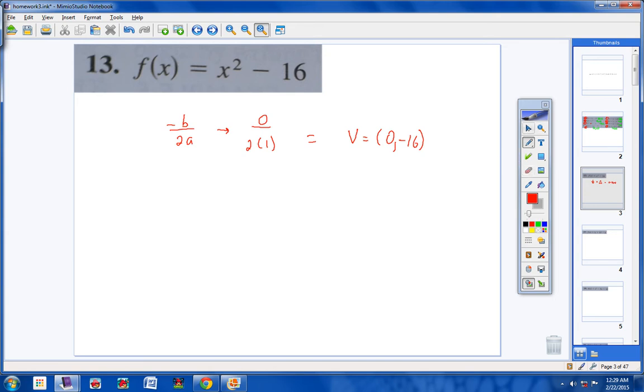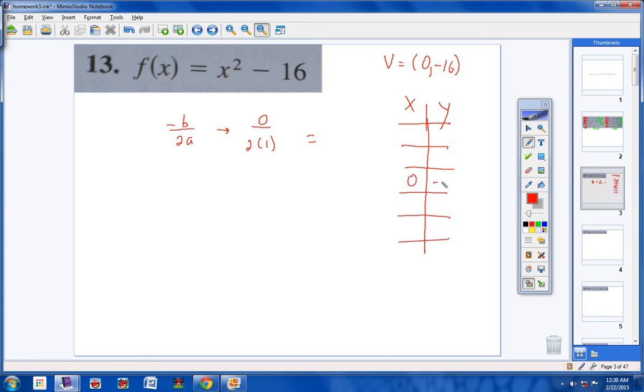We know what the vertex is, so let's take this, let's yank it up here, and put it here, alright? Now, what I've taught you guys to do is to draw a table of values, okay? Right in the middle you put your vertex. And then I've taught you to go up 1, go up 2, go down 1, go down 2. So put a 2 in, and trust me, you'll get a negative 12. Put a negative 2 in, square it, that's 4. You'll get a negative 12. Put a 1 in, and you'll get negative 15. Put a negative 1 in, square it, you get 1. Minus 16 is negative 15, okay?